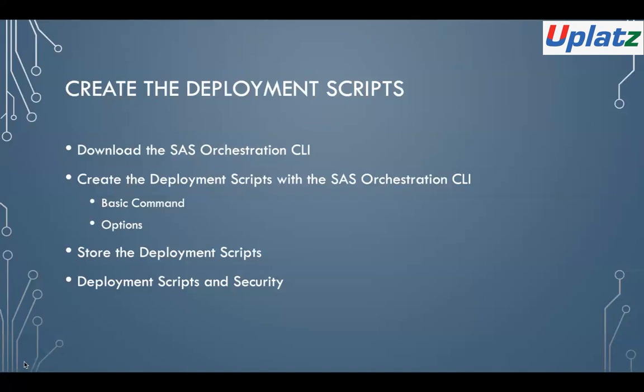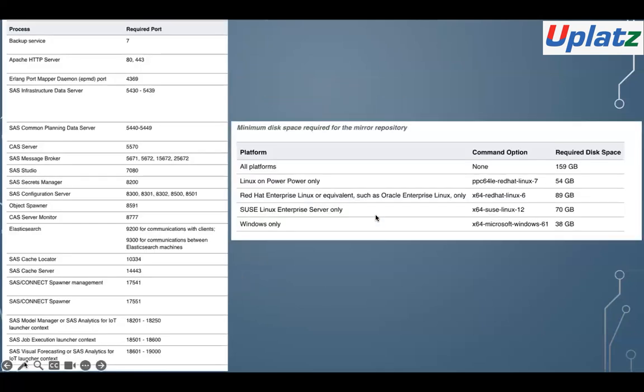Okay, then let me move on to the next step, which is the ports that are required for this deployment. You have to ensure all these ports that I am showing here are available for you to begin the deployment of your SAS Viya software. As you can see, you need to have the Apache HTTP server on port 80 or 443. If it is used internally, you'll use 80. If it is externally facing, then 443.